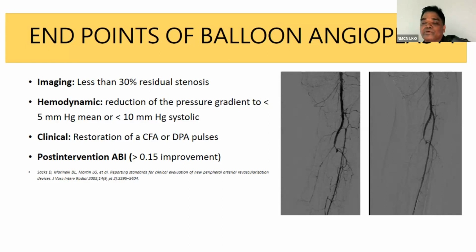There should be restoration of the dorsalis pedis artery pulses, and the post-intervention ankle brachial pressure index should improve by more than 0.15. Professor Damir had already said what the ankle brachial pressure index is. It should be more than 0.9 at least. 0.9 to 1.3 is normal. If it's less than 0.9, it's a problem.